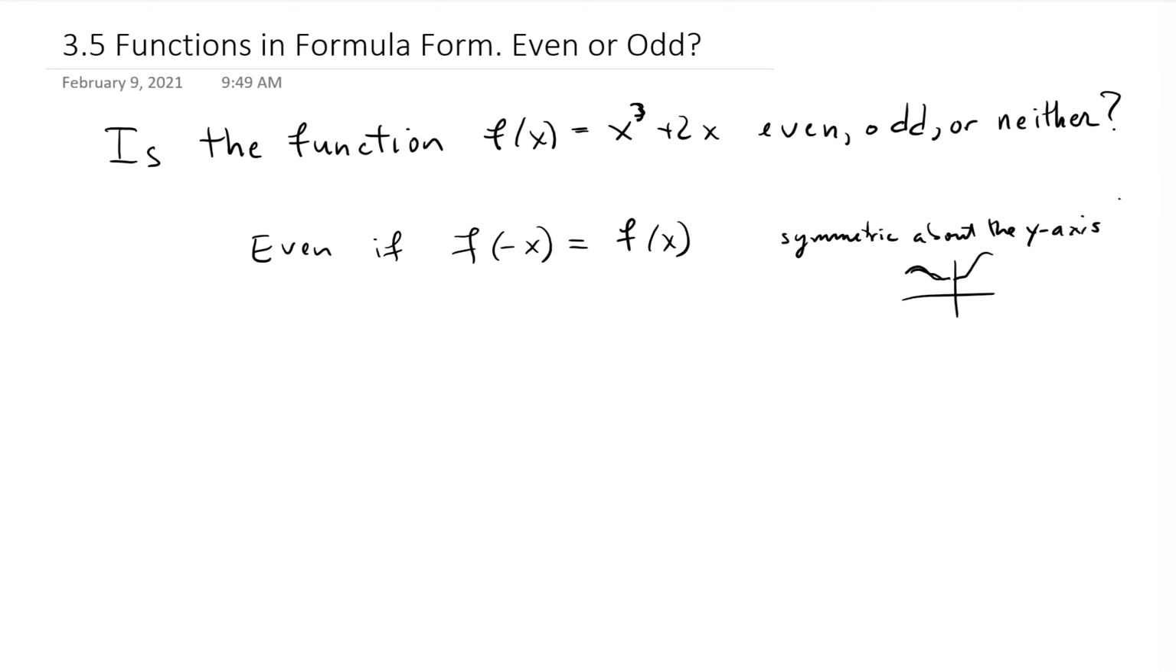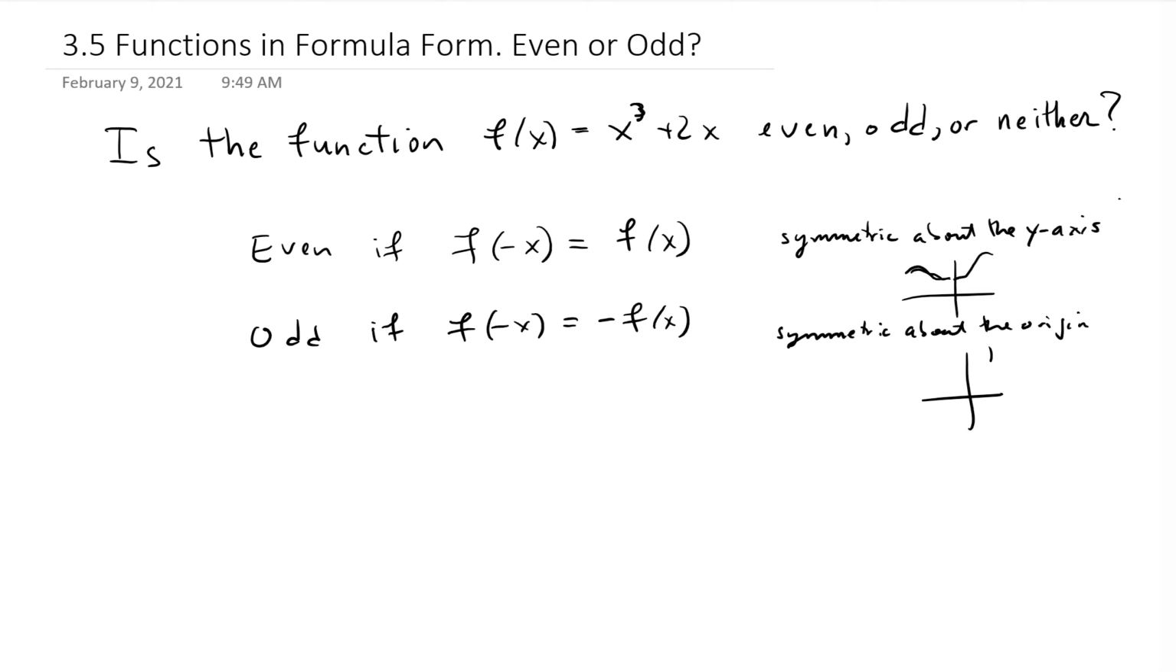And odd if f of minus x is actually the opposite of f of x, and here it would be symmetric about the origin. So in a case like this, for example. Okay, so we're going to verify this. So maybe let's check if it's even.